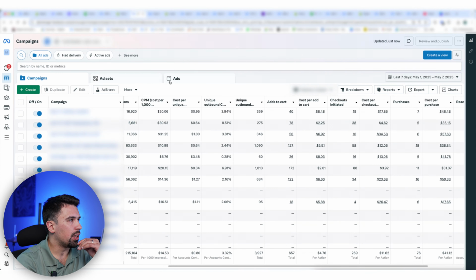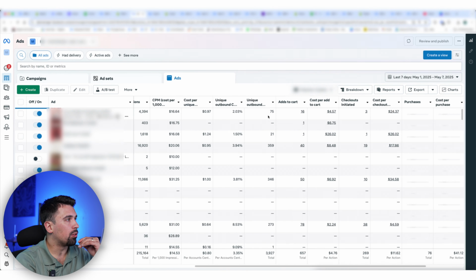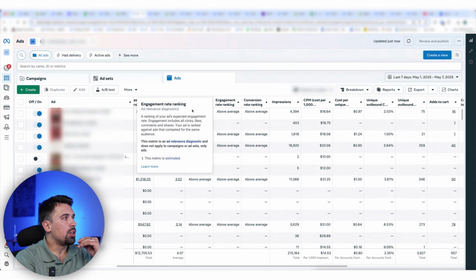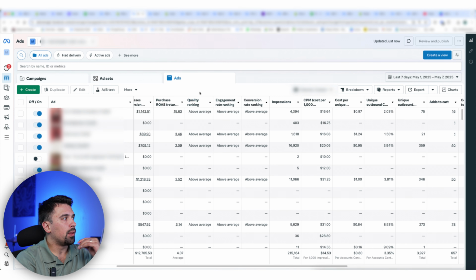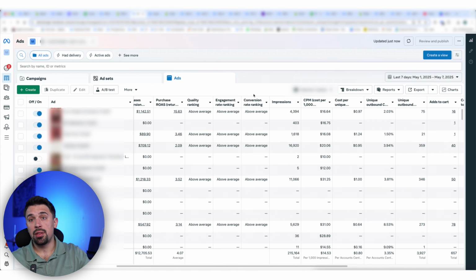Your perceived quality from Meta's perspective of your ads, right? So there's this thing called the quality ranking score. So let's look at that. So you can see we have quality ranking. This is at the ad level. We have quality ranking, engagement ranking, and conversion rate ranking. So that's another thing that contributes.